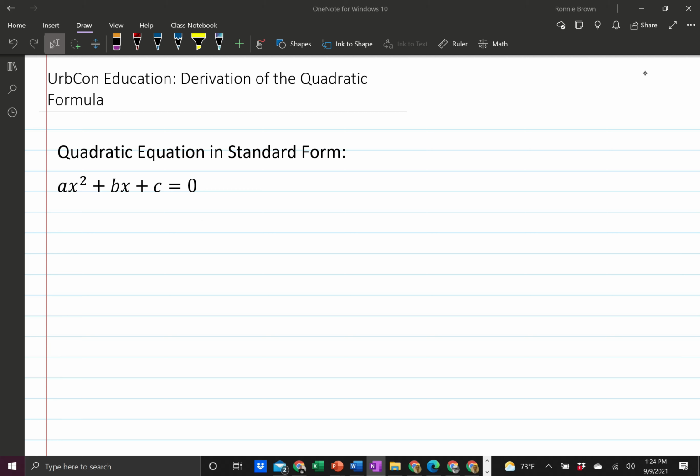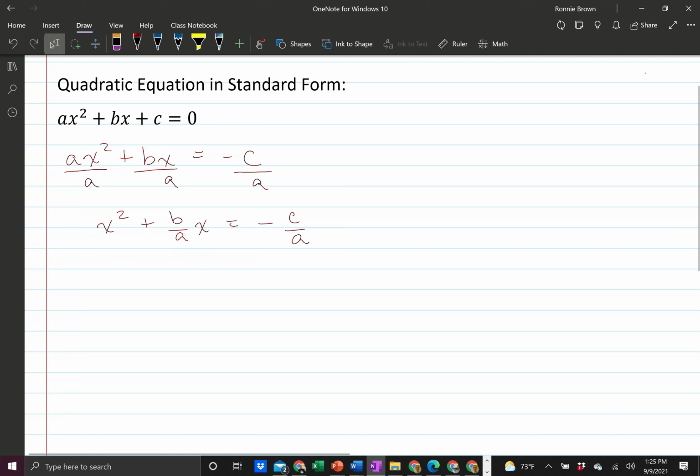So the first step in the completing the square method is to move the constant over. So I'll rewrite this as ax squared plus bx equals negative c. Also, I want to get rid of the coefficient that's in front of the x squared, so I'm just going to go ahead and divide everything by a. Once I do that, I'll have x squared plus b over a x equals negative c over a. Alright, so that step was complete.